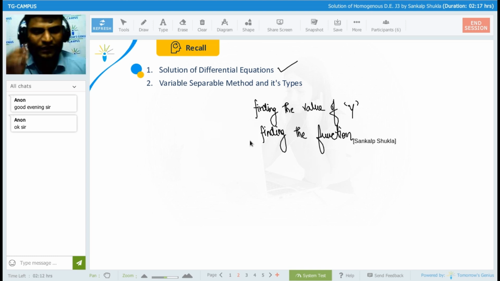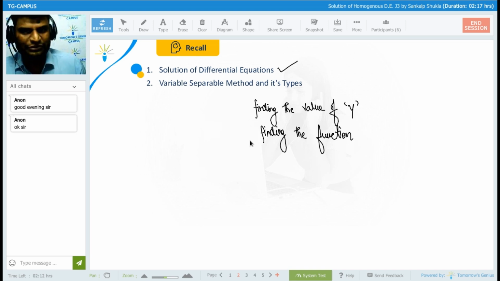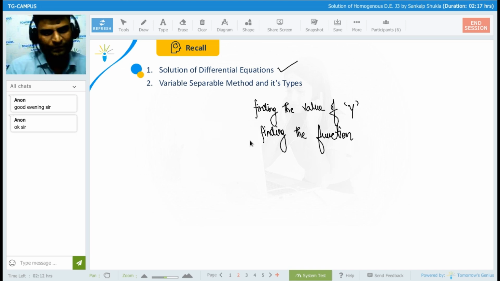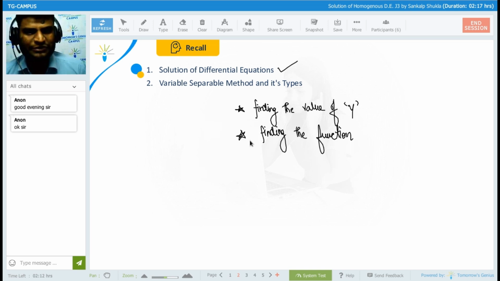Because a function is there. Initially you will have a function, and then you will convert that function into a differential equation. So if someone says you have to solve a differential equation, that means you have a differential equation and now you have to do something to bring back the original function. These are the two very important points for solving a differential equation.